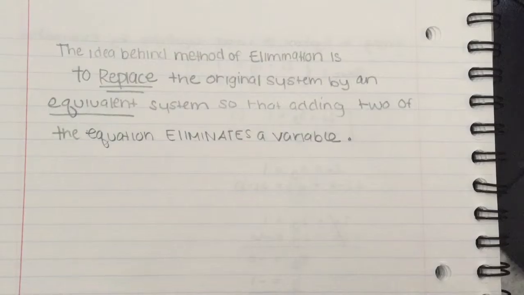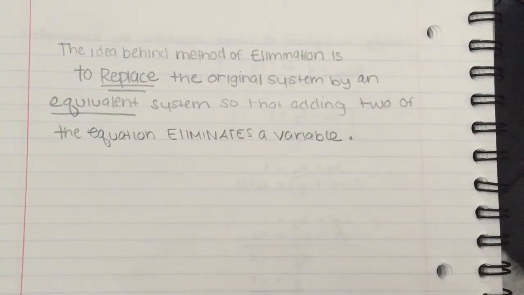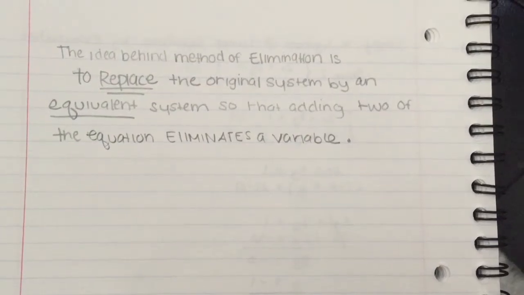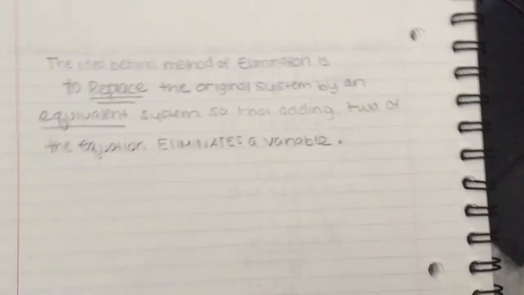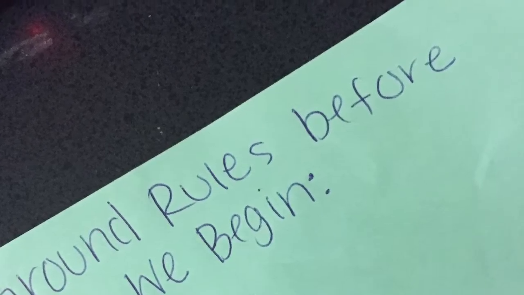Solving a system of linear equations by elimination. The idea behind the method of elimination is to replace the original system by an equivalent system so that adding the two equations eliminates a variable. Some ground rules before we begin to solve.